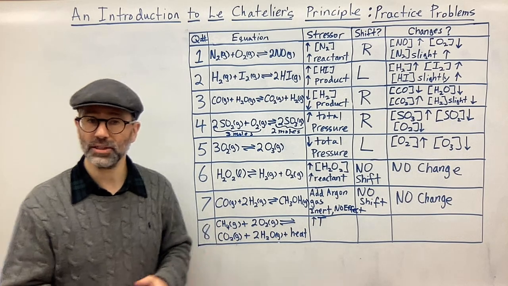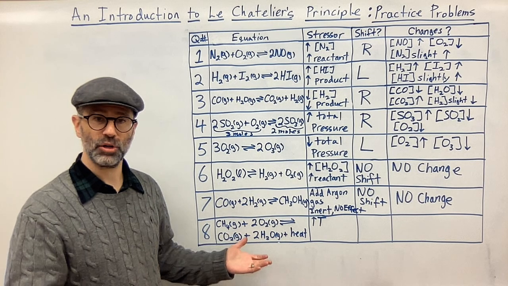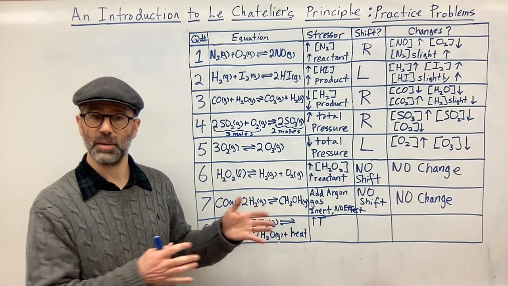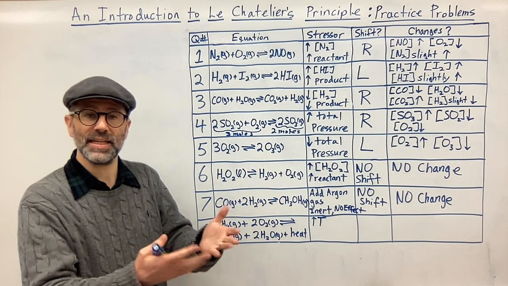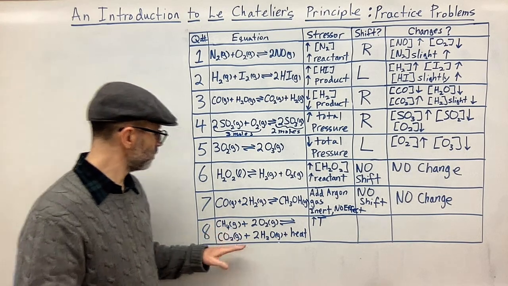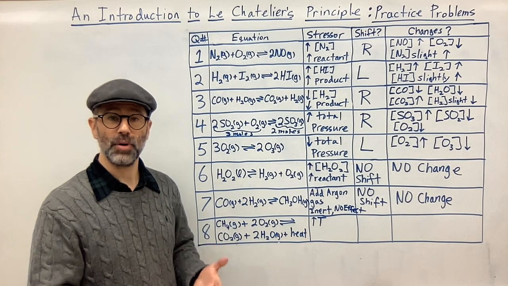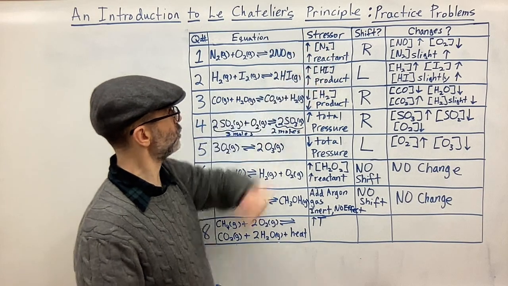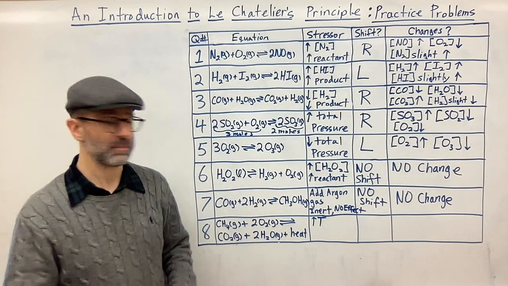So the question we need to ask ourselves is, is our reaction here endothermic or exothermic? So which side is the heat on? Is it a product or a reactant? In this case, it's exothermic. It's releasing heat. We all know that combustion reactions release heat. So here, the heat is on the product side. So we can treat it like a product in the same way that we treated the change in N2 or the change in HI or the change in H2 here, right? So it's the same thing.